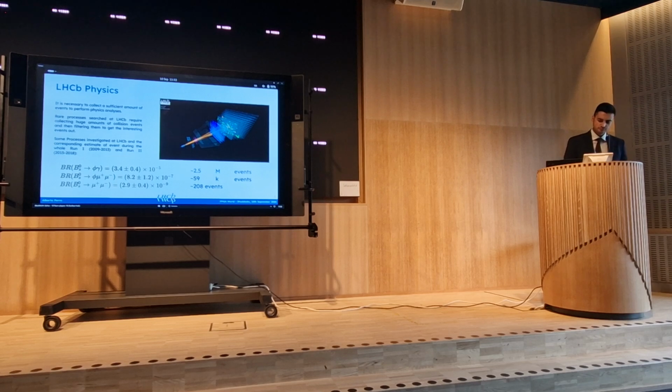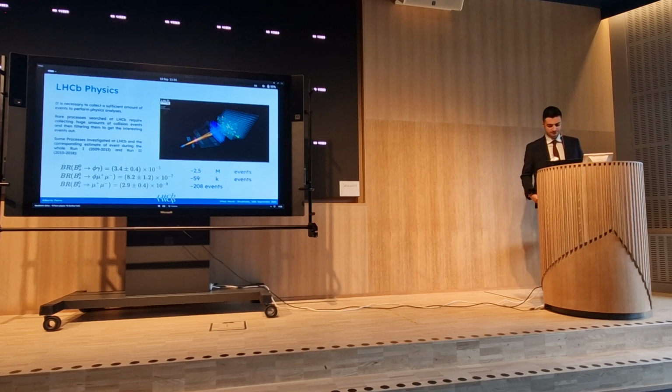So just to give you some numbers, these are basically what we call branching ratios, which are the probabilities of that kind of event happening. And this is in 7 years of data taking, between run 1 and 2, from 2009 to 2018. And for example, you can see that in the last row, in 7 years, we got only around 208 events.